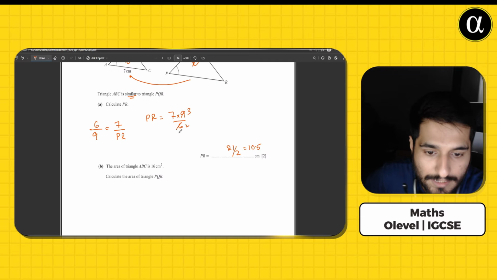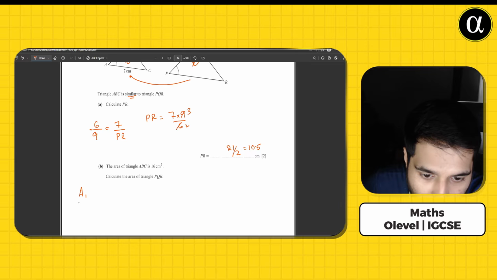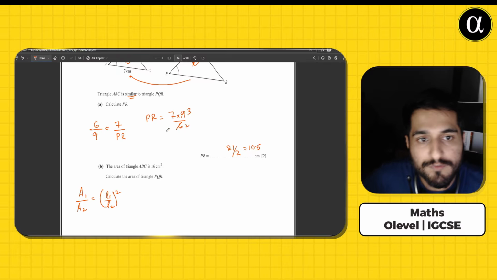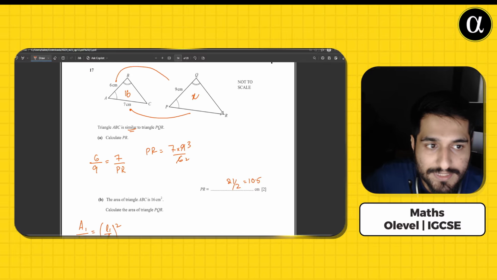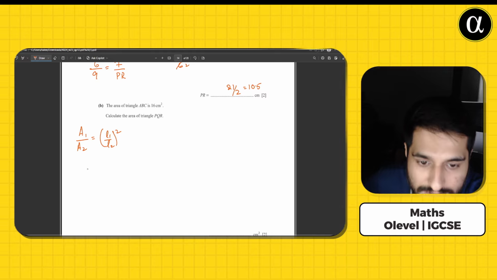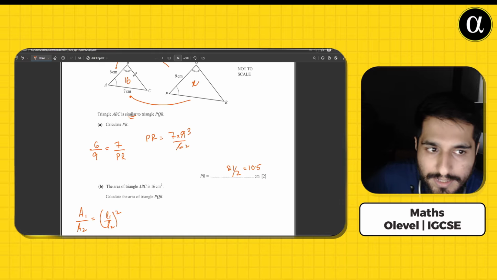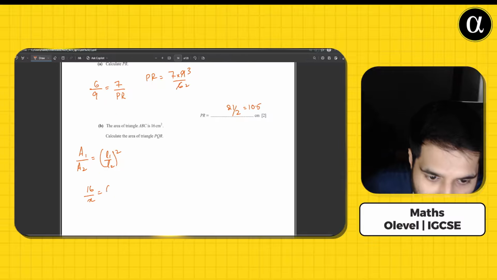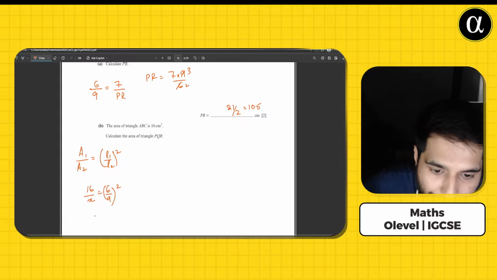Now the formula is A1 over A2 is equal to L1 over L2 square. So let's put it real quick. Now A1, the first area for the first shape, is going to be 16 and the second area is unknown, so we say 16 over x is equal to any corresponding length. So we take 6 and 9. For this case, it's going to be 6 over 9 whole square, and this would become 16 times 9 square upon 6 square is equal to x.